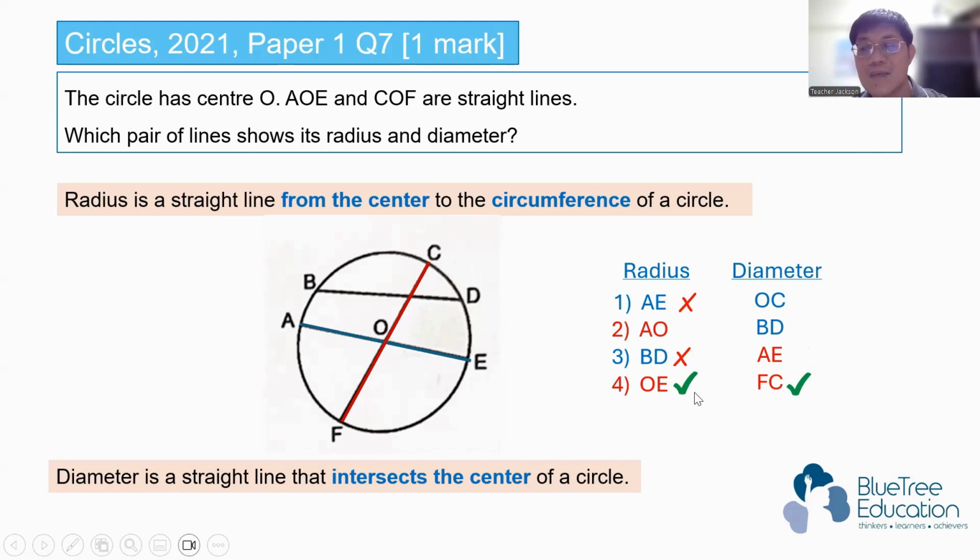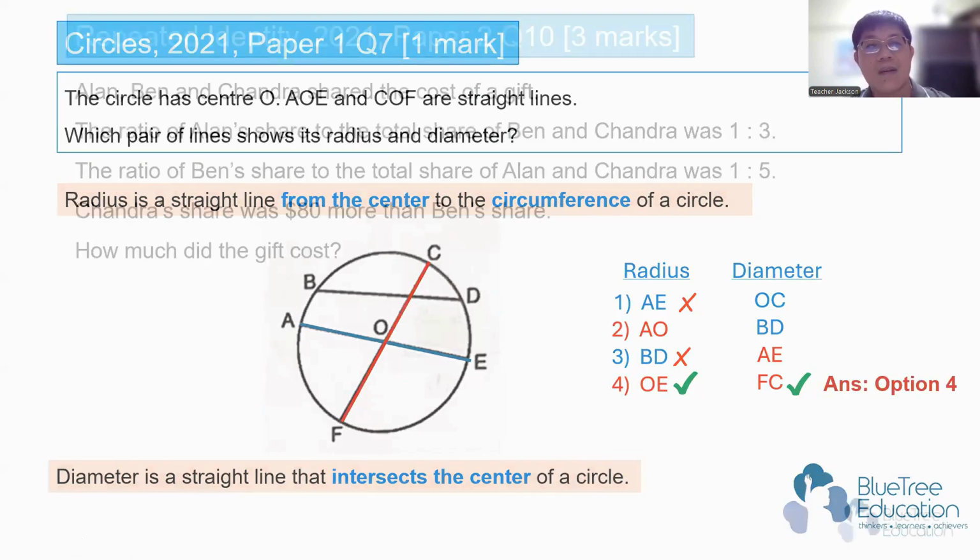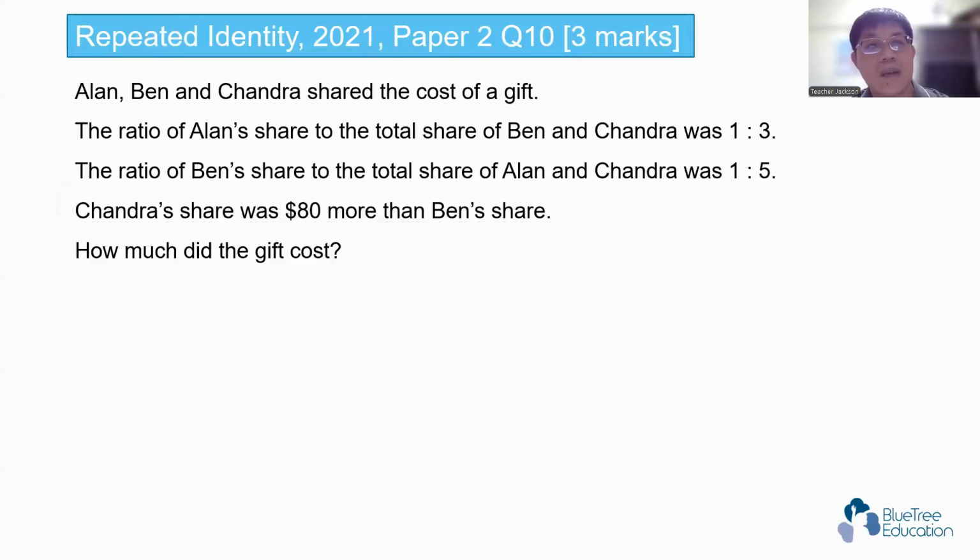So accordingly, the best answer will be option 4, right? Option 4, OE and FC. The rest cannot. So that's the first answer. We have already explained the first question. So the answer is option 4. Next question is a repeated identity question.